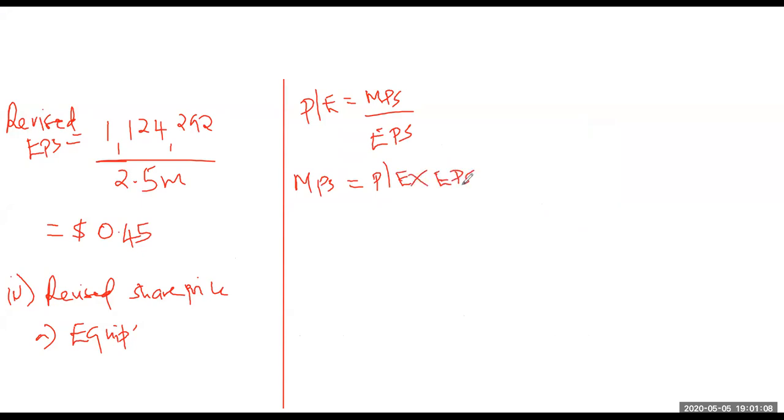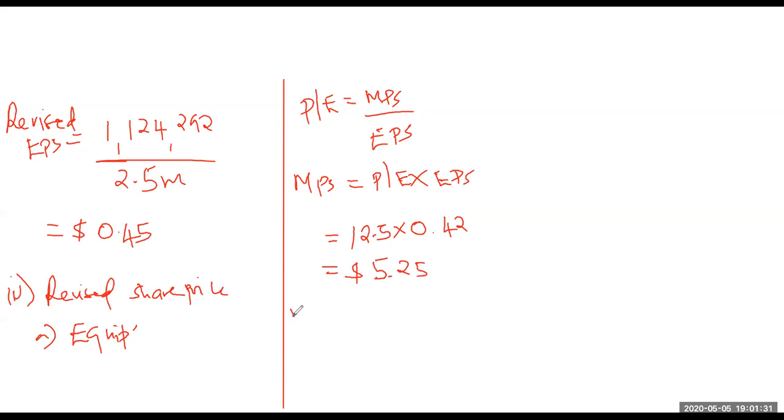So MPS is equal to PE ratio times the earnings per share. So for debt? Sorry, for equity, we'll multiply 12.5 times 0.42. We get how much? 5.25. That is under the equity financing.